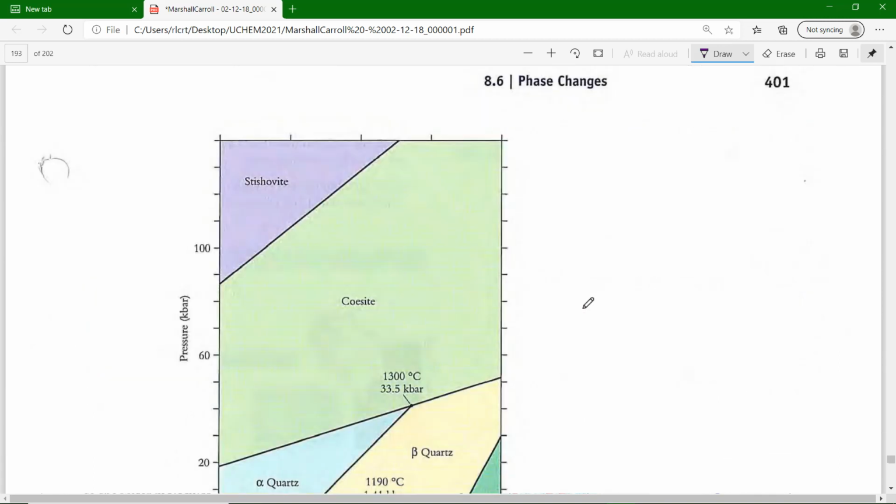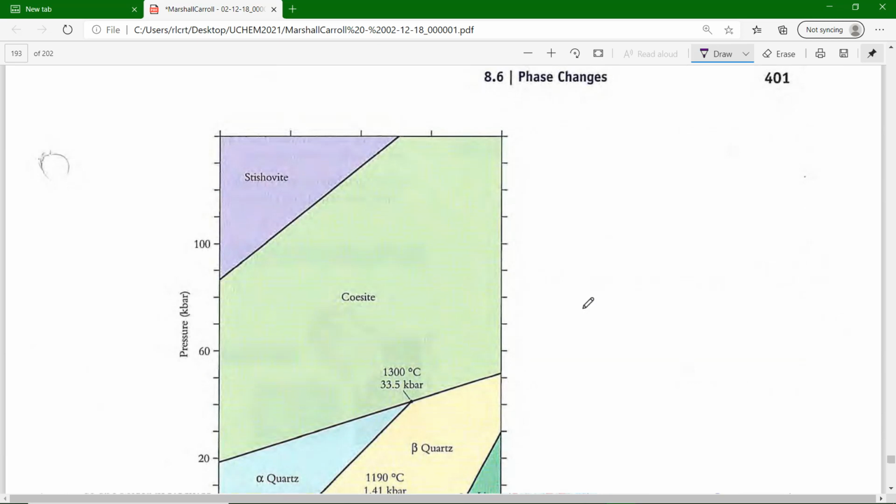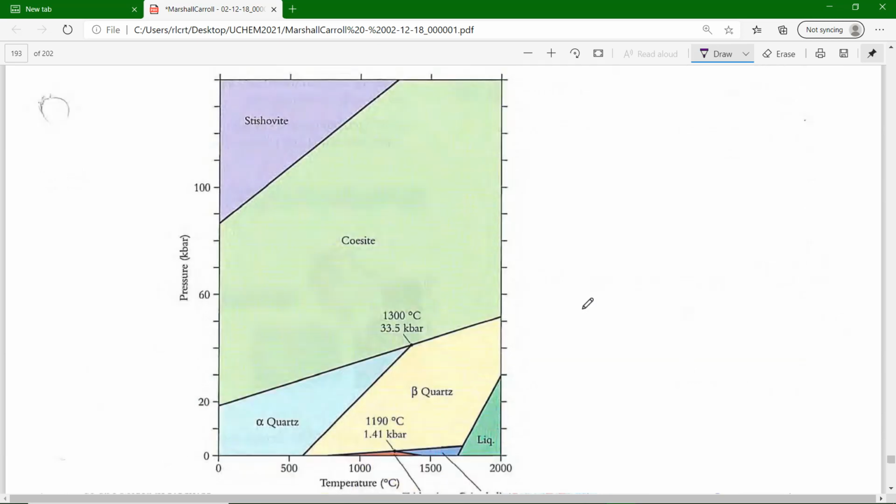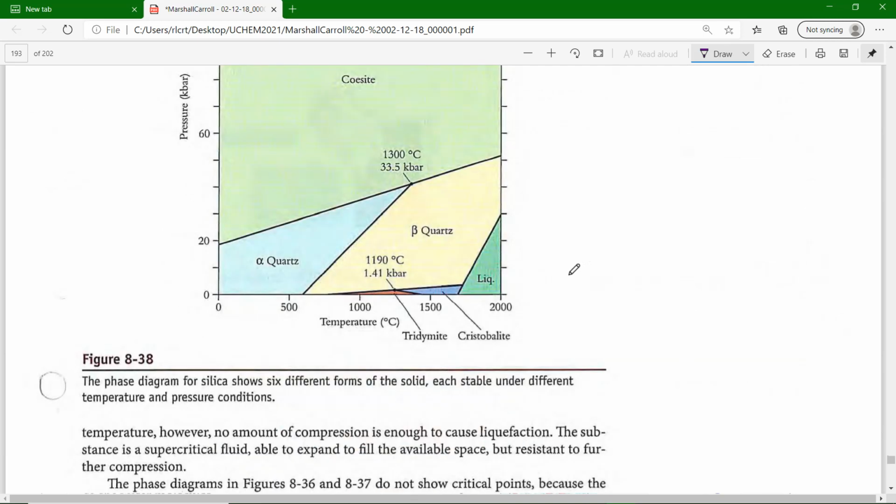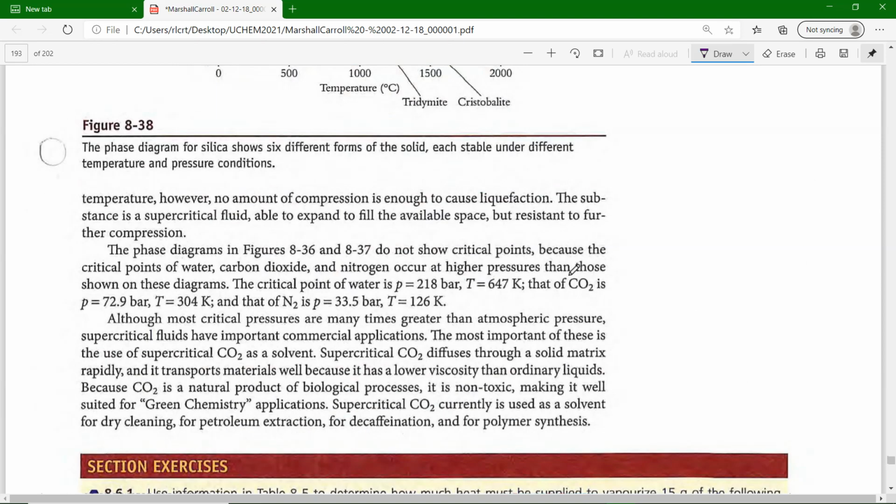Geologists use some fancier phase diagrams. We won't worry about these, but look at these ones here. You've got different phases, so different arrangements of the salts. You've got alpha quartz, beta quartz, coesite, stishovite. Be careful how you say that. So you get some more interesting stuff there.